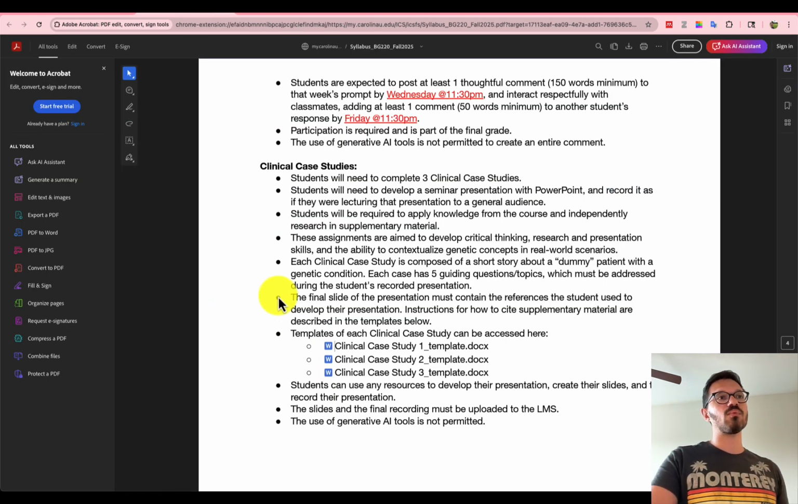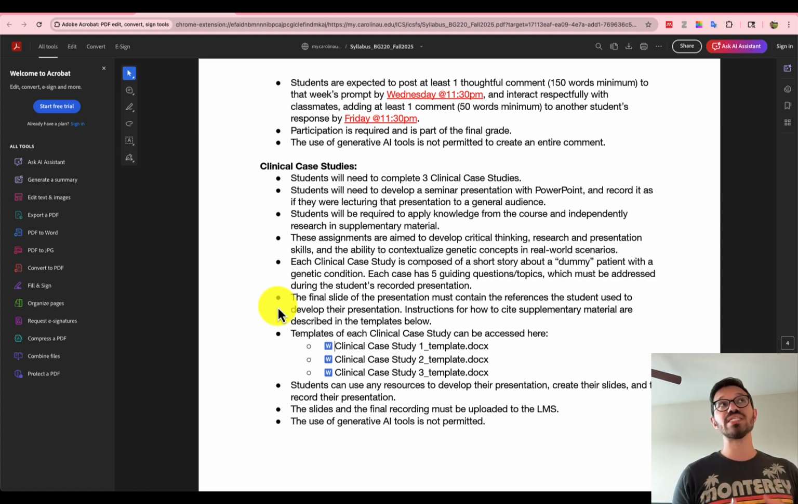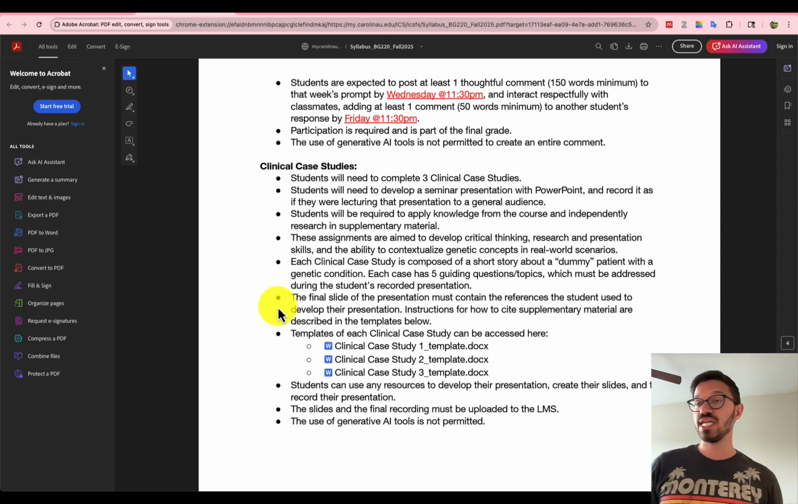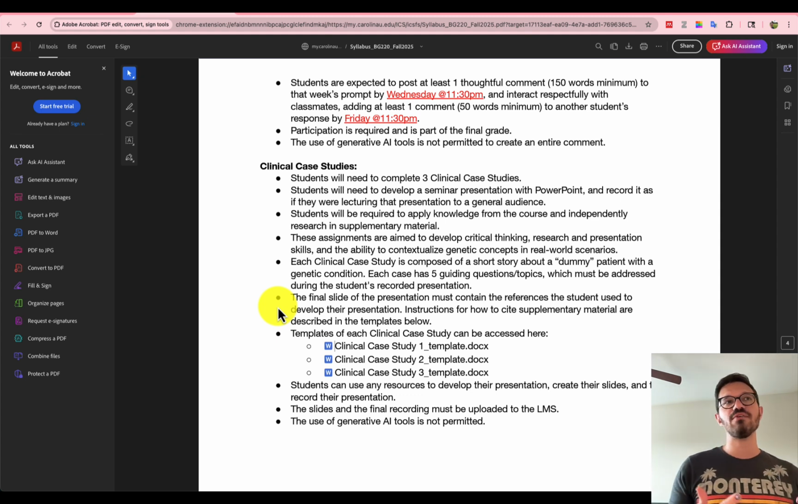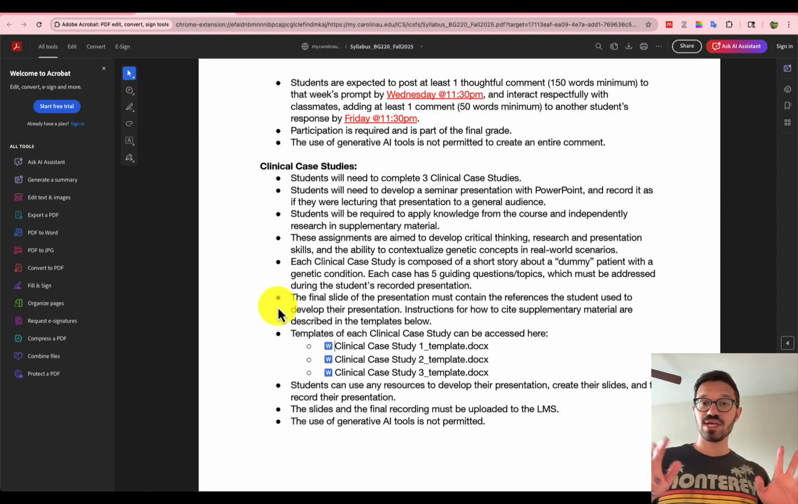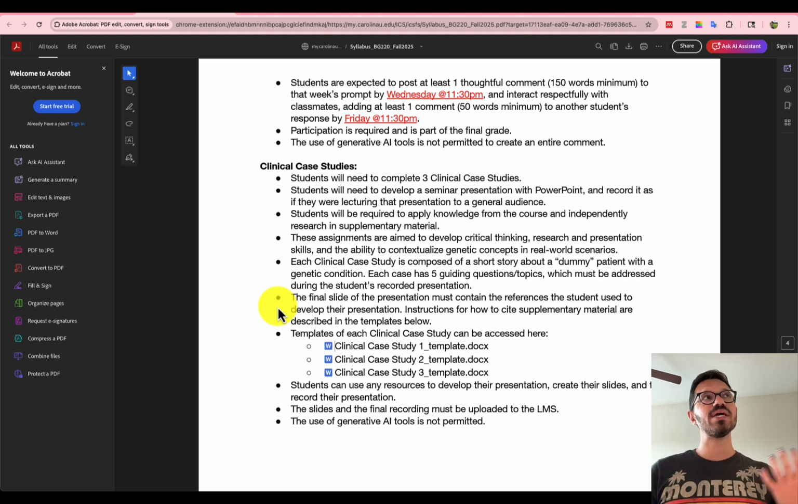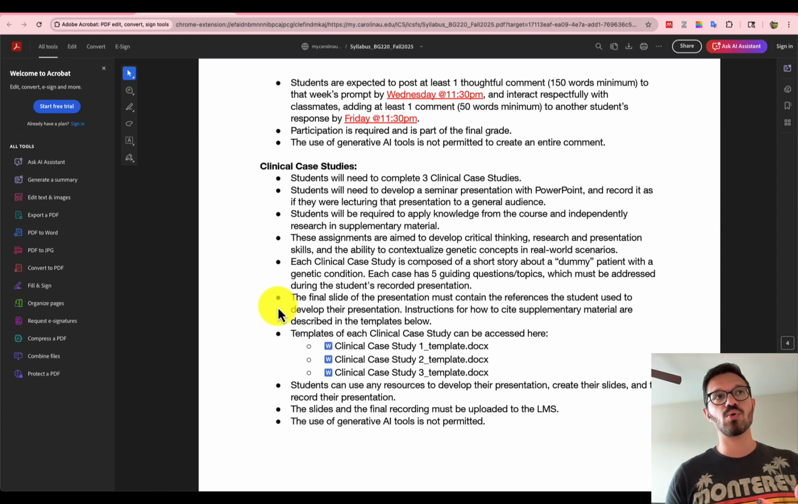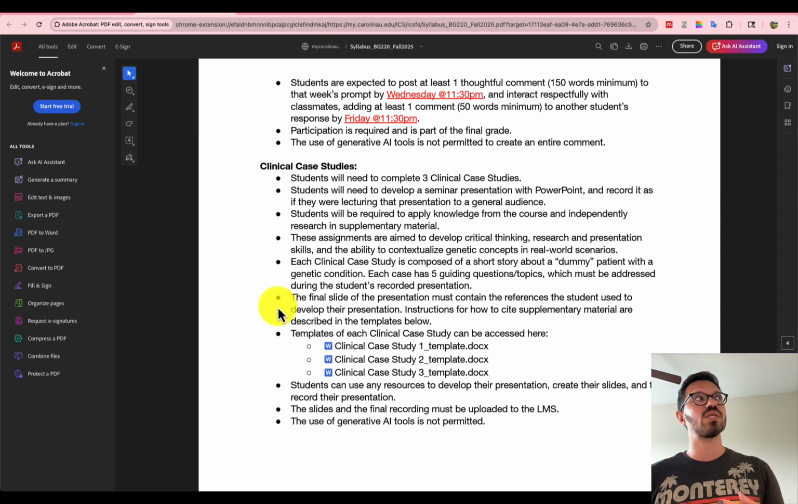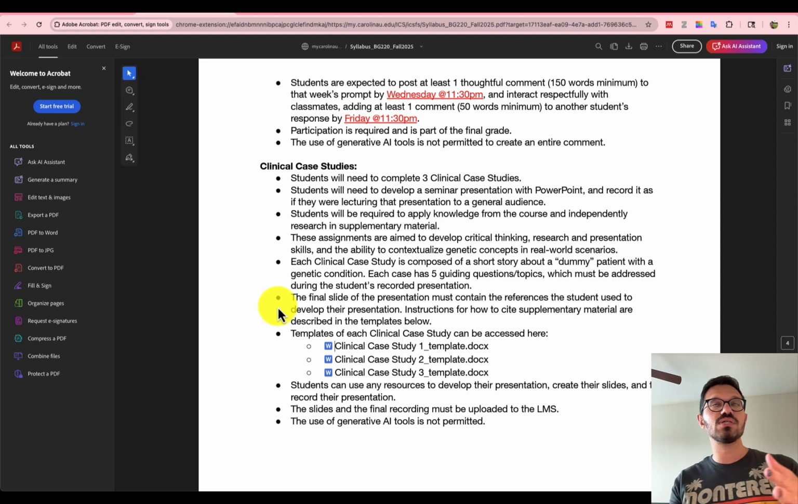In general, I want you to create a presentation about that case. That case will bring a real life situation involving genetics. In that case, you're going to find 4 to 5 questions about a fake patient. That patient doesn't actually exist. I created that patient myself, and that patient has a genetic disorder, or something related to those concepts that we studied in the weeks before that assignment is due.